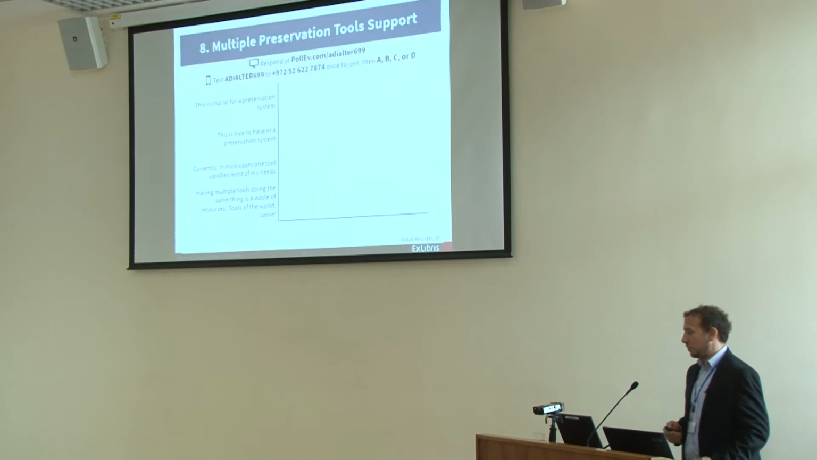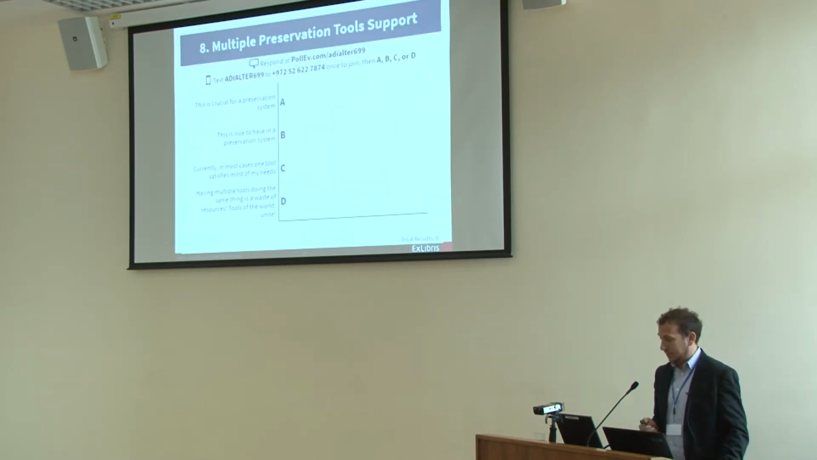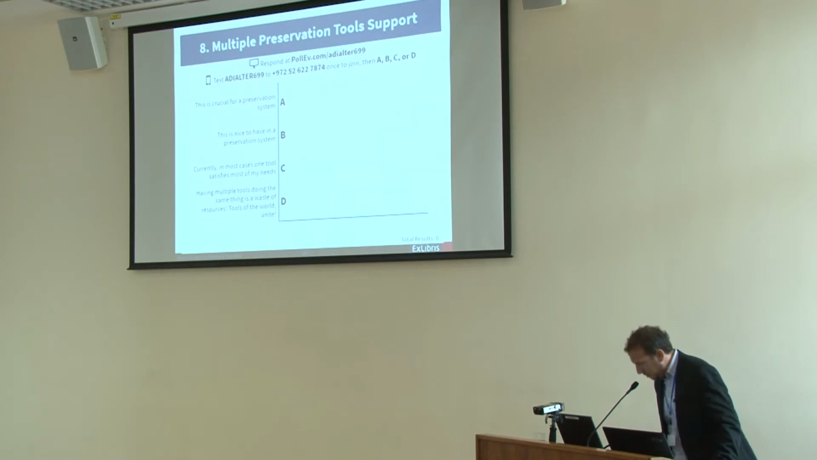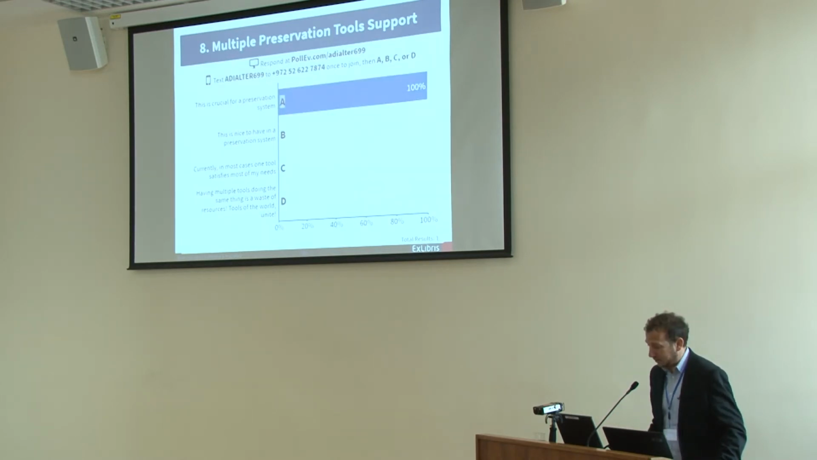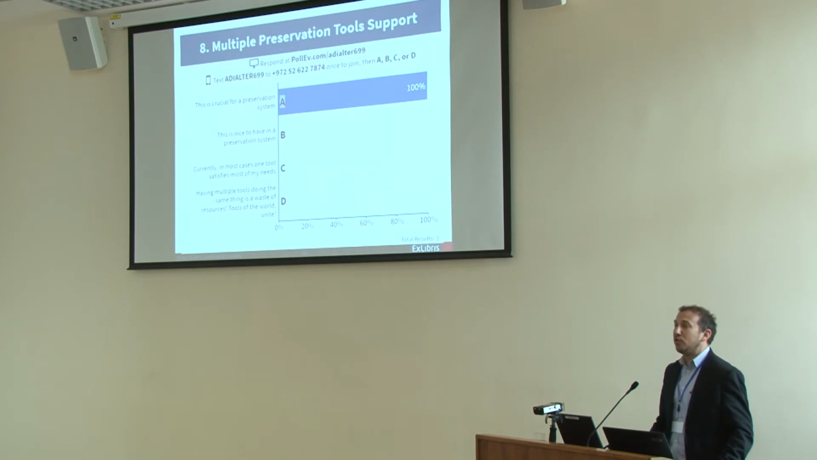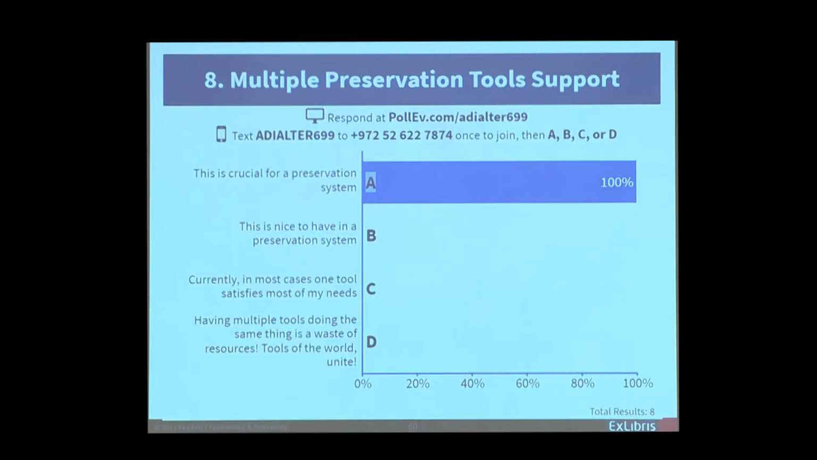And here, the questions we'd like to ask are: this is a crucial preservation system feature; this is nice to have in a preservation system; currently, in most cases, one tool satisfies most of my needs. And the fourth one is something that was raised last week in the OPF meeting: that having multiple tools doing the same thing is a waste of resources of the community. If we have people developing JHOVE and developing other tools, instead of focusing on improving the one tool that is doing it the best, maybe it's a waste of time, and actually we should have the tools of the world unite. This was an interesting start of a discussion last week in the OPF.